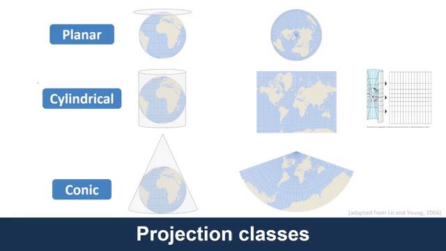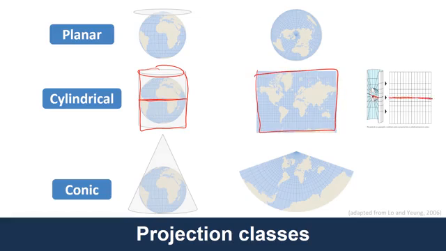The cylindrical one here is one that's easy to visualize. You've got your sheet of paper that's been wrapped around the globe, okay? And you'll notice that it actually touches the globe right here at the equator. And if we unwrap that sheet of paper, you'll see that it's a rectangle. You can see from this diagram that this is the equator, and this is where the sheet of paper is touching the globe.